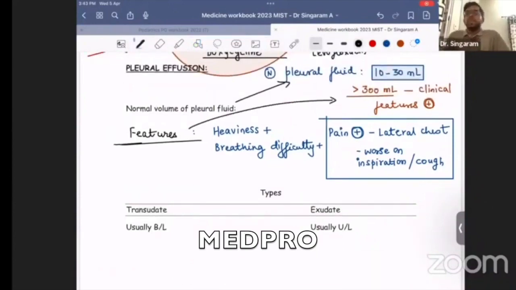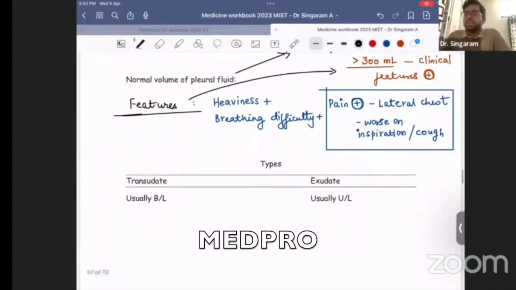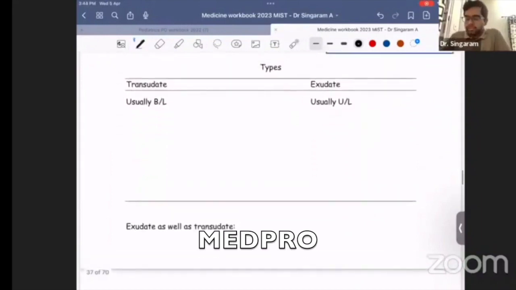Okay, fine. Now let us see what are the conditions which can cause pleural fluid effusions. This is where you have to learn the concept of transudate and exudate. Do any of you know the concept of transudate and exudate? Any idea? Transudate is basically an imbalance between the pressures. It's a condition of imbalance between the pressures. I think you all must be knowing about this.